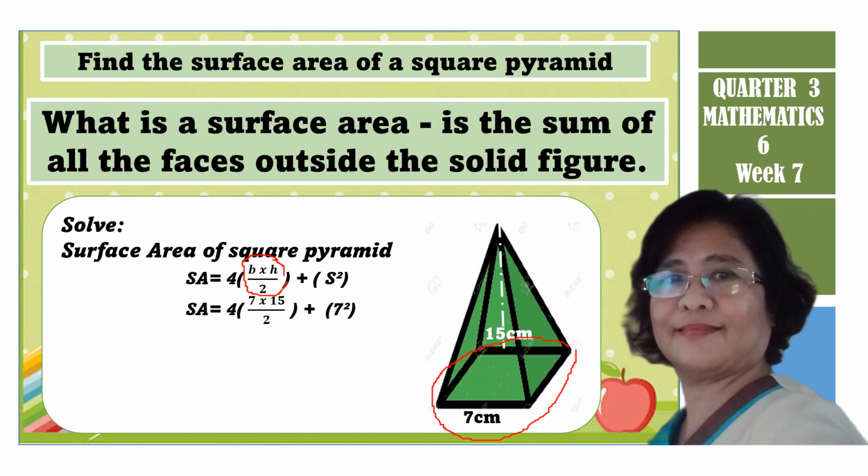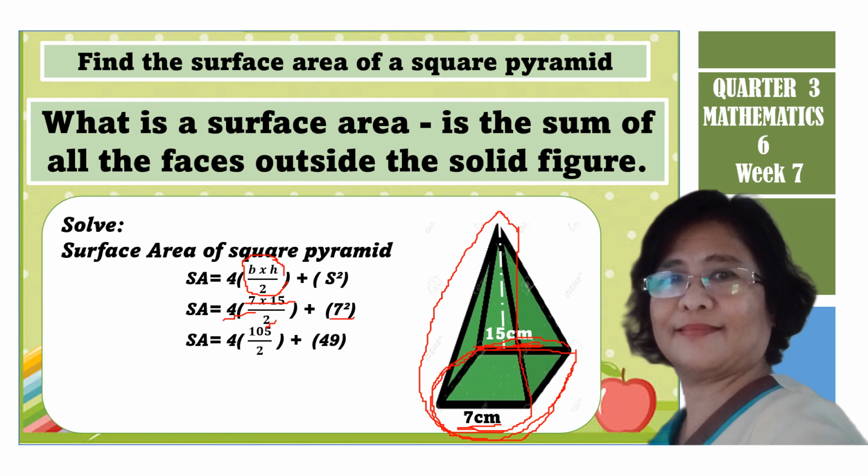Next, substitute the given numbers into the formula. For the triangle, just look at the triangle. What is given in the triangle? The base is 7 with the height of 15. That's why we have 7 times 15 divided by 2 times 4. And for our square, the side of the square is 7. That's why we have 7 squared.